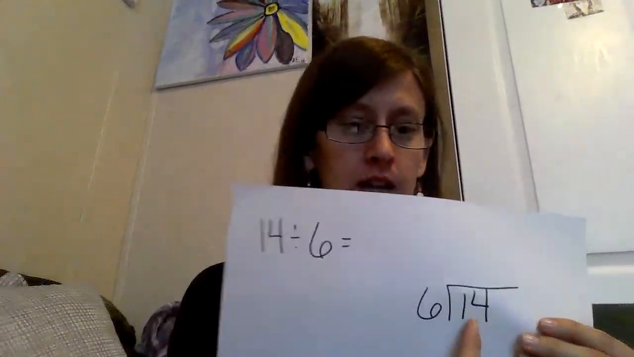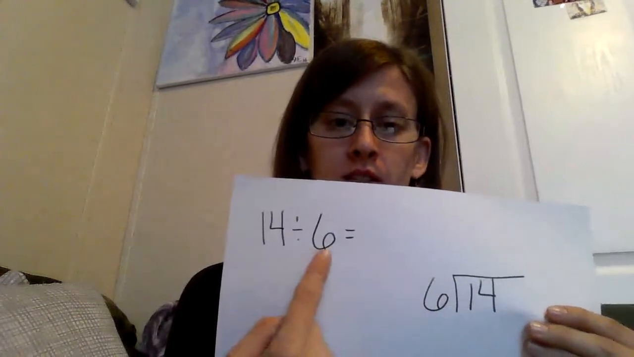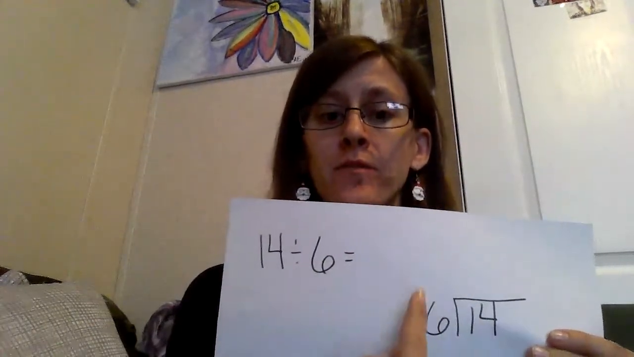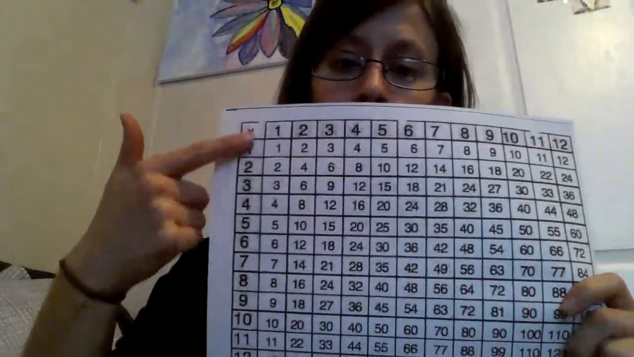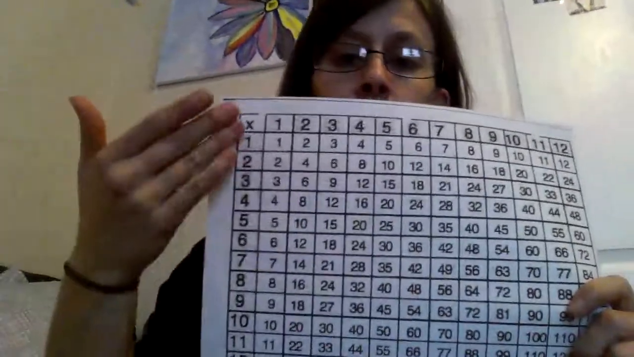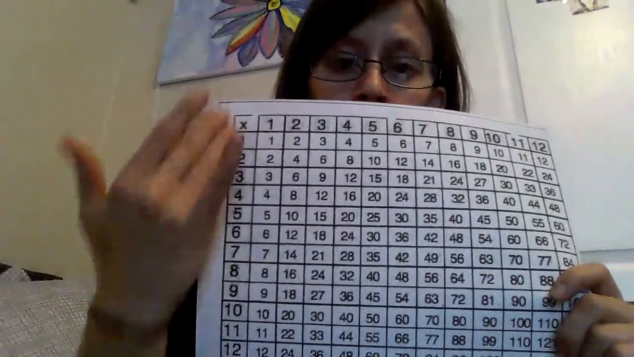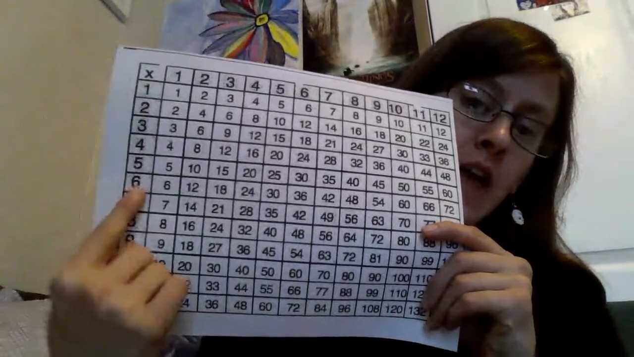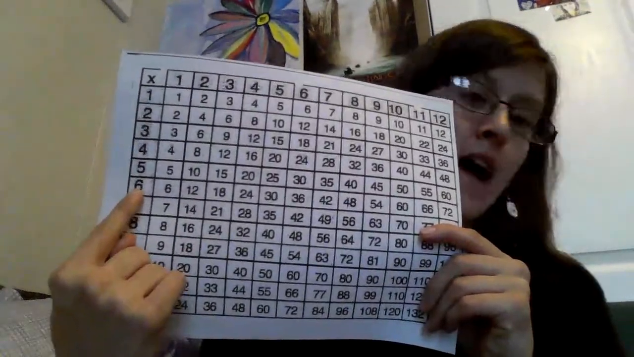Alright, so 14, that's my dividend. I've already got him inside the house over here. 6 is my driver. I'm going to divide 14 by 6. So if I'm thinking of my driver, I'm going to use my multiplication chart first. Driver is here on the side. Think about the driver has to be able to keep on going this way. So driver will be on the side. That's your divisor. And I'm going to look at 6, and then I'm going to go across until I find 14.